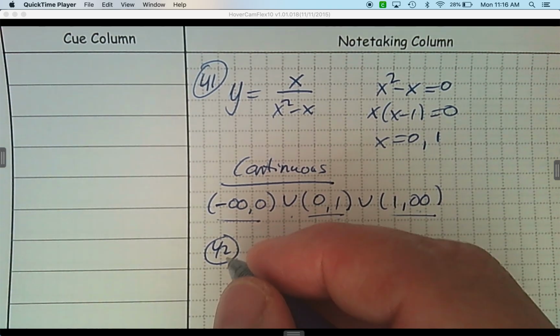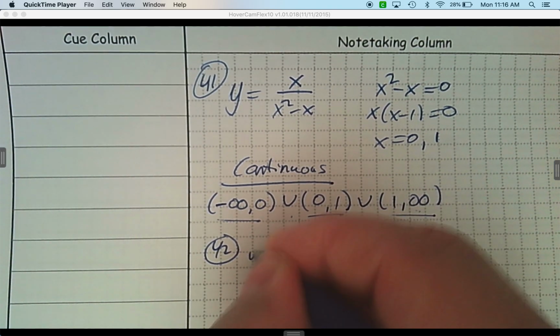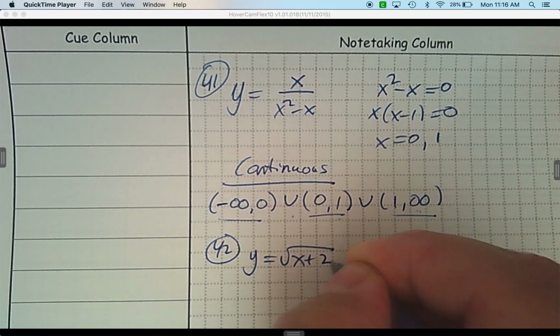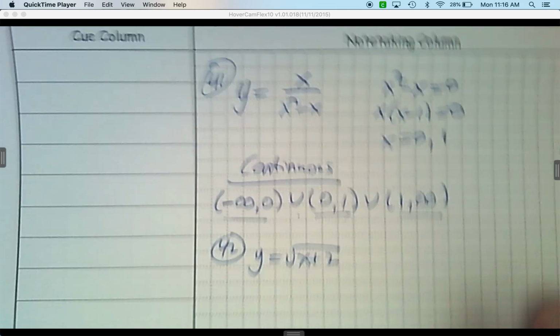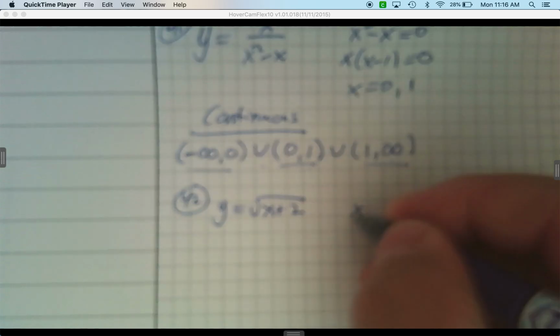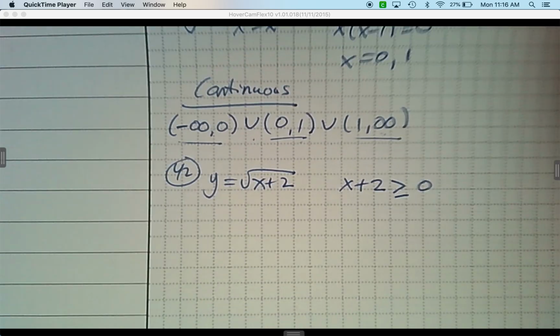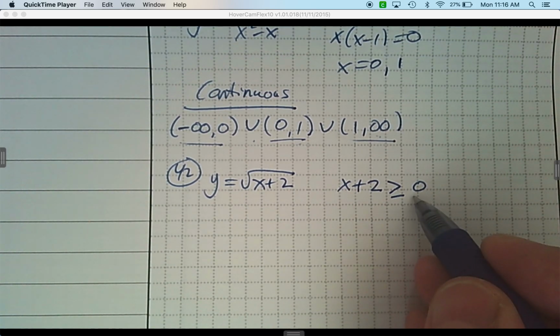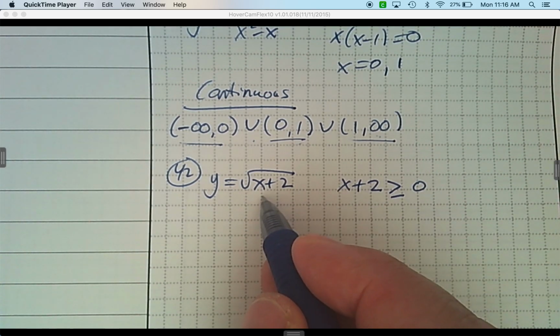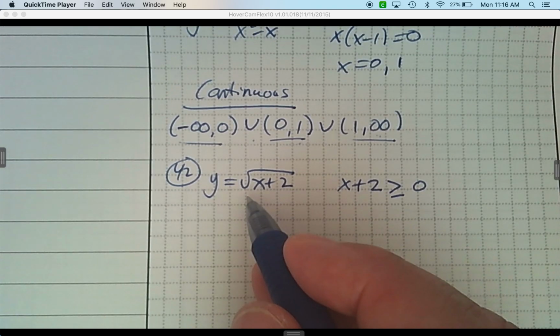42. On what intervals is that continuous? So y equals the square root of x plus 2. So how would I know that? Well, I know that if you take x plus 2, that must be greater than or equal to 0. Because if that's less than 0, then it would be imaginary, not real, and not continuous.